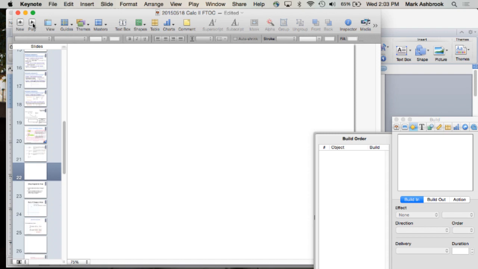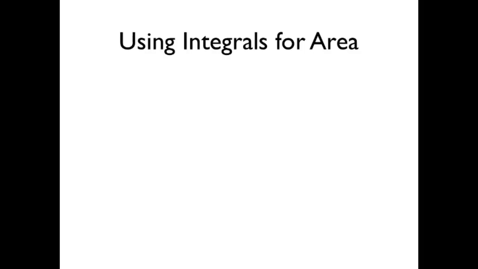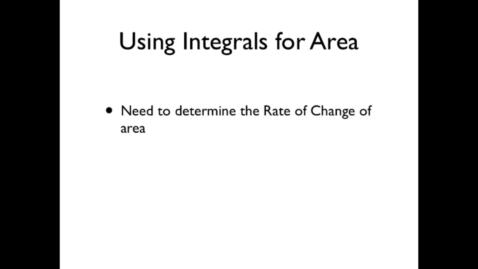We'll just quickly recap what we did last time. So we're talking about using integrals for area, and we said there were two main points that we had to address here. If we were going to do that, then we need to determine the rate of change of area, right? Because an integral expression, that function is a rate of change function. So if we're going to use an integral to get something about area, then we need to know what is the rate of change of area.